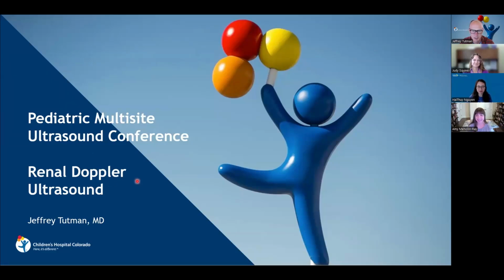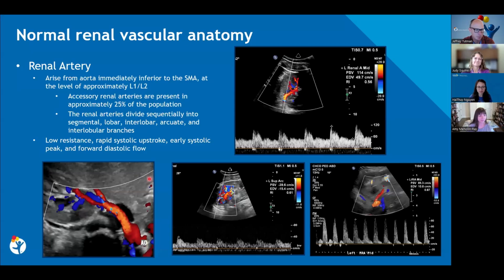So today we're going to be talking about renal Doppler ultrasound. We'll spend a lot of time talking about renal artery stenosis in particular, but we'll cover the whole spectrum of different diagnoses that we can see with renal Doppler.